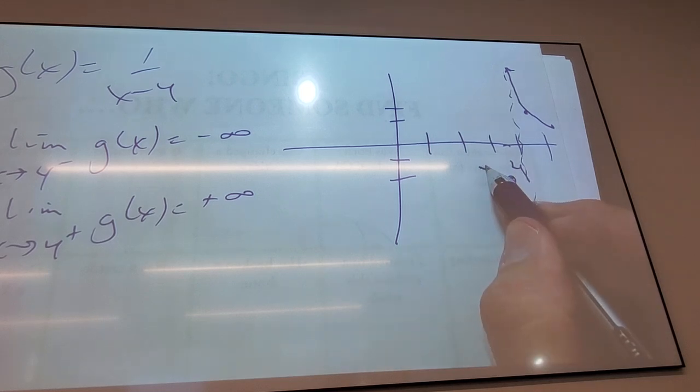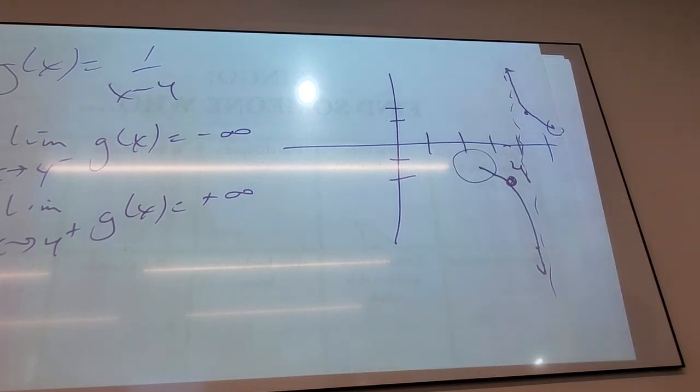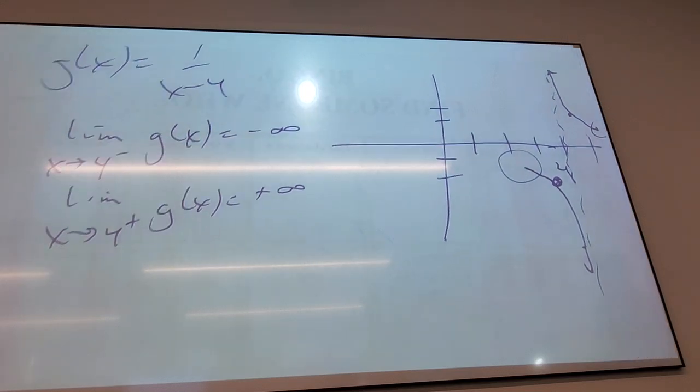So I still am curious what's happening over here, yes? What's happening as I go that way? Instead of getting really close to 4, what happens when I get really far away from 4? What's that function going to do? So let's look at that then.